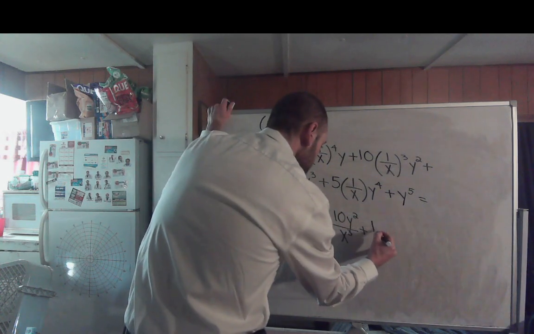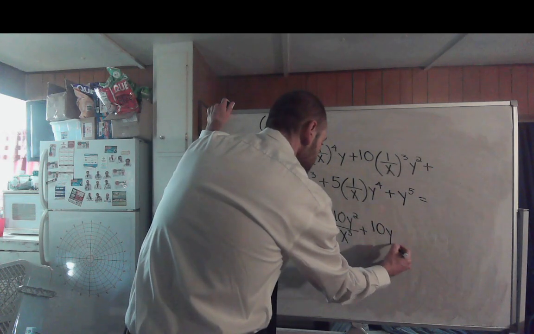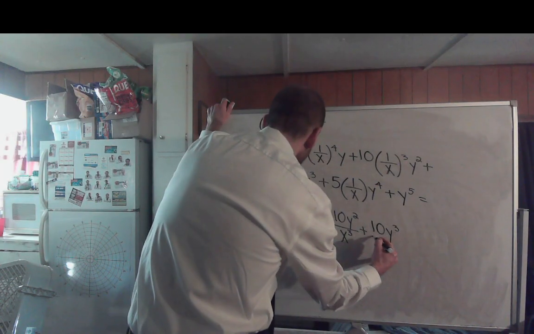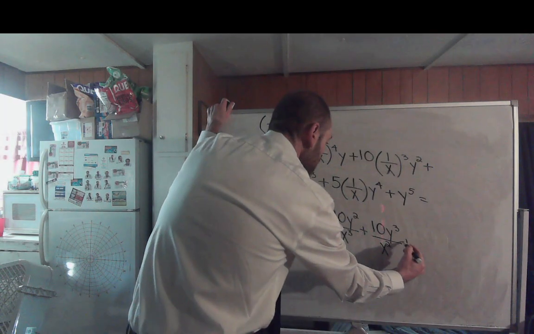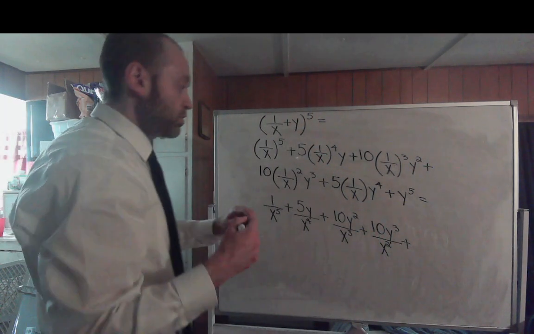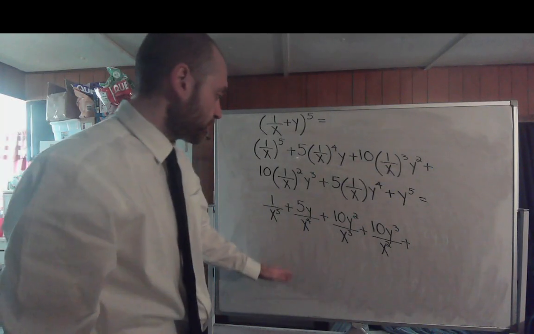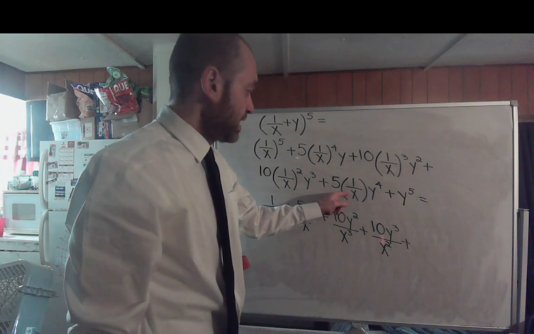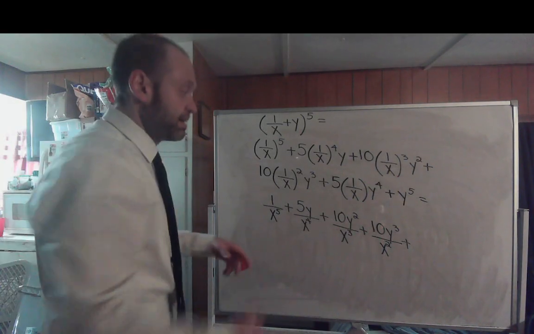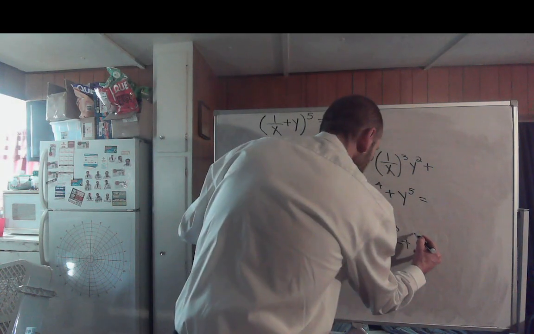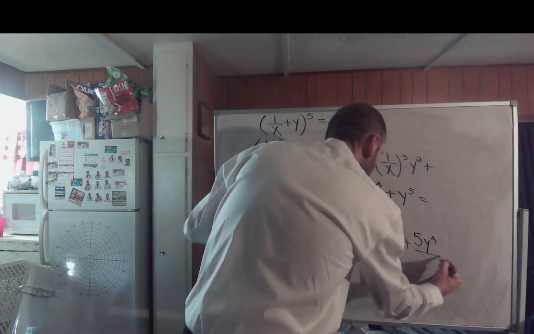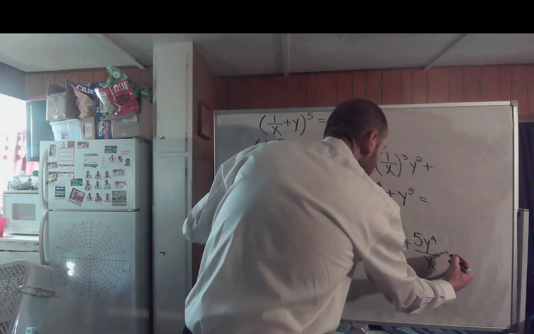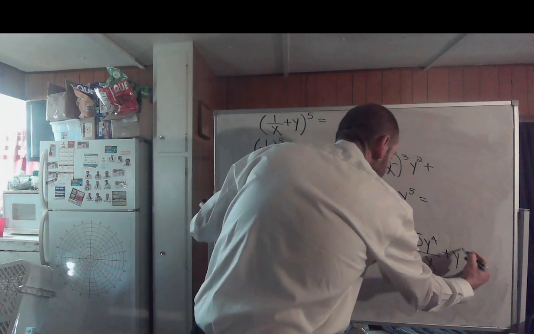So this would be 10y to the third over x to the second plus, okay, so we have 1 over x is just that times that y to the fourth times 5. You'll end up with 5y to the fourth over x plus your final term of y to the fifth.